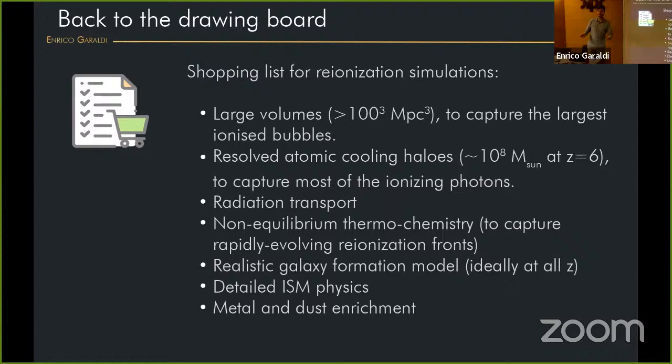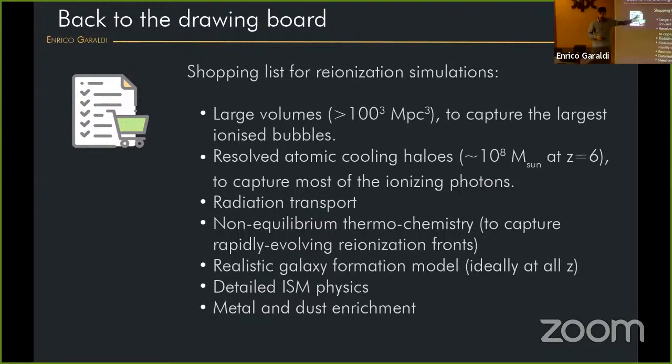Radiation transport, because reionization is a radiation transport problem. Non-equilibrium thermochemistry, at least the primordial one, because radiation fronts move so quickly that if you don't have non-equilibrium thermochemistry in your simulation, it gets very hard to follow them. A realistic galaxy formation model, ideally at all redshifts, for the reason I just told you. Detailed ISM physics, because observations tell us something mostly through lines coming from the ISM. Metal and dust enrichment, because not only can we observe these, but they also play a role in the evolution of galaxies.